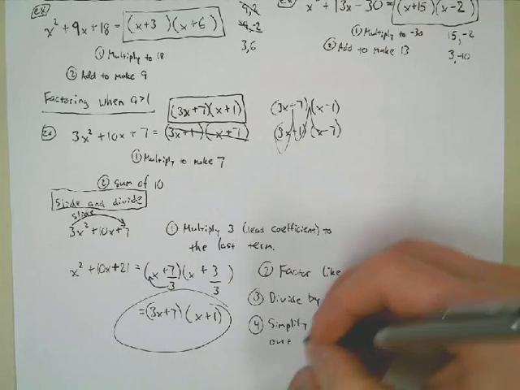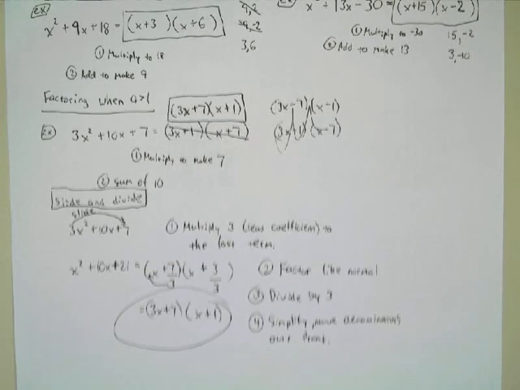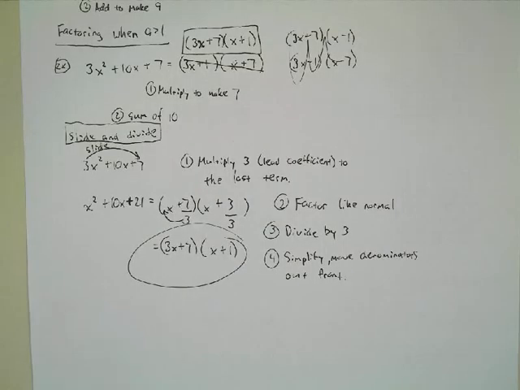Okay. So let's look at another one of those because that was pretty intense, right? That was pretty tricky. So let's look at some more like that. All right. Let's try another one here. So let's factor 2x squared plus 11x plus 12.